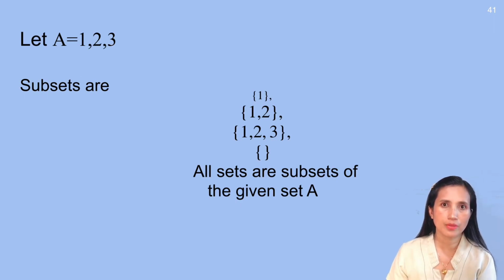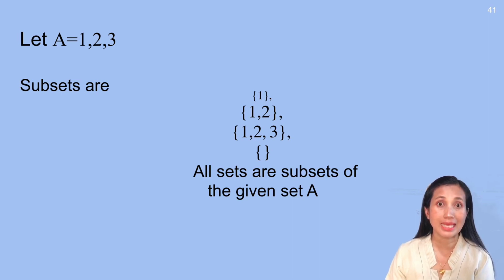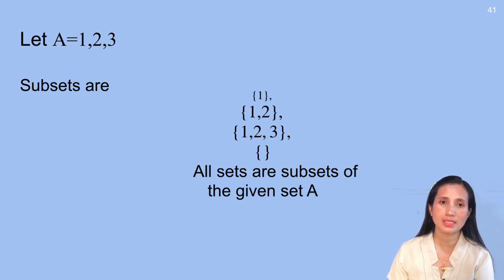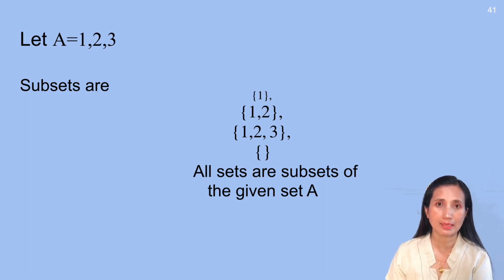Okay, now let us consider this example. If we have set A, we have the elements 1, 2, and 3. Then we have the set containing the element 1. We have a set containing elements 1 and 2. A set containing the elements 1, 2, and 3. And the last one is a null set. All of these sets are subsets of the given set A.